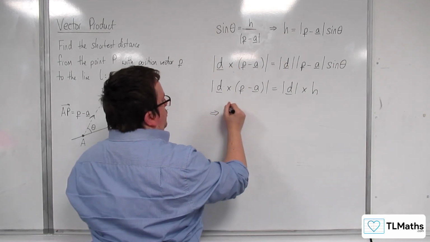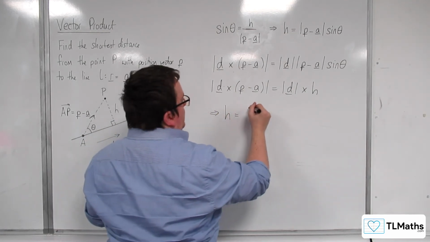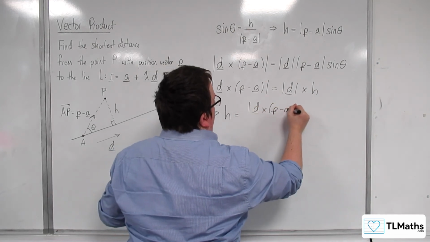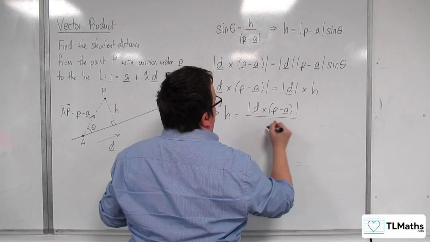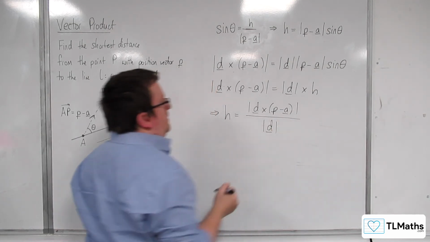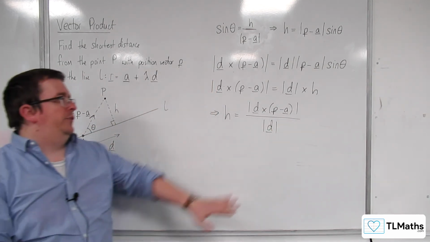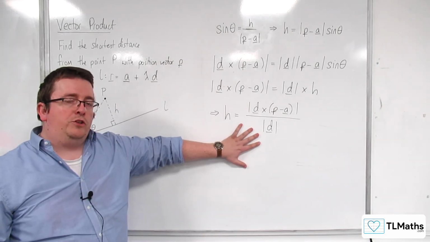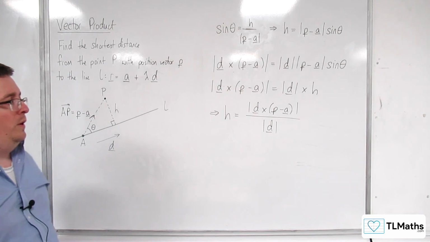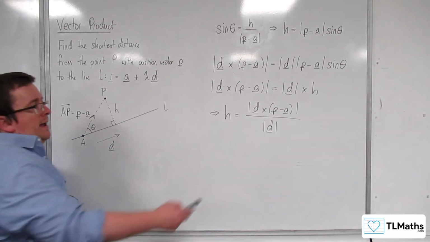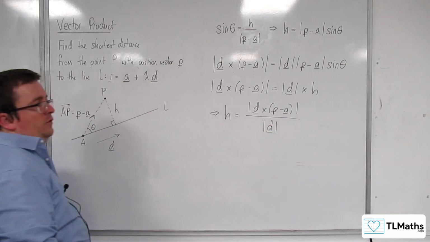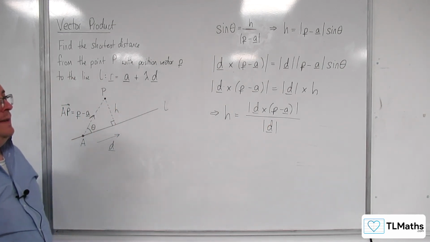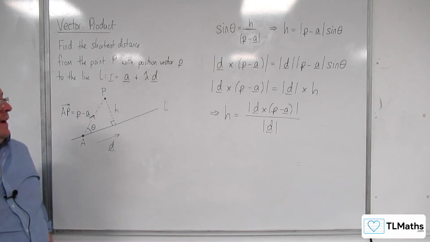And so H is equal to the length of the cross product of D and P take away A divided by the length of D. And so this is a formula that can be used to work out the shortest distance from a point to a line, where A is a position vector on the line, P is the position vector of the point in question, and D is the direction vector of the line.